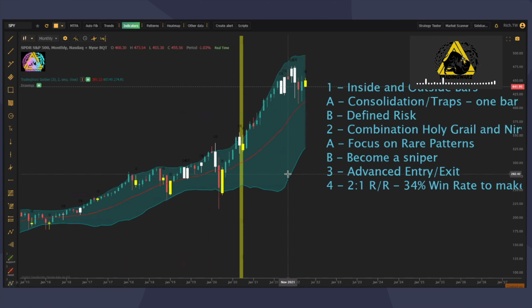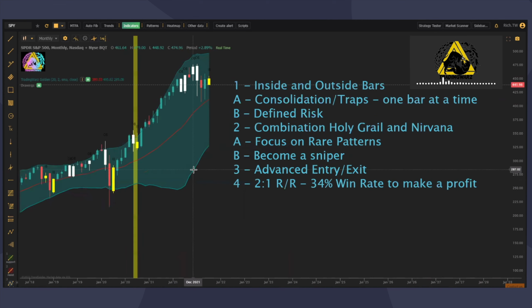So I love scanning for these patterns on all different types of stocks. You can use it on anything you want. It could be crypto, whatever. And the thought process is the same. We're consolidating, we're trapping traders, we're taking it one bar at a time, bar by bar approach.